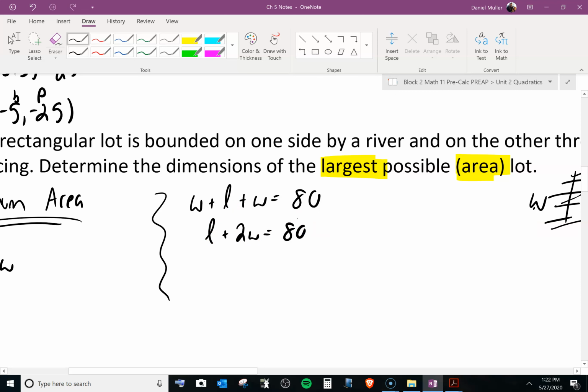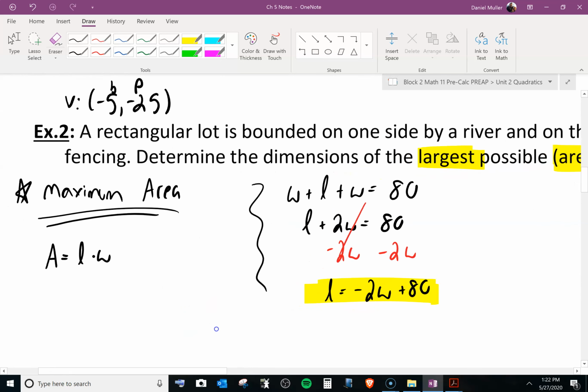And the idea here is, can we get one of these letters alone? So if I move the L over by subtracting it, I have a negative L plus the 80. Then I have to divide by 2. So there's 2 steps there. What I'm going to do instead is just move over the 2W. And then in one step, you can get the L alone. So there's a negative 2W plus the 80. Now that we have that, that's what the length is. Length is going to be negative 2W plus 80.